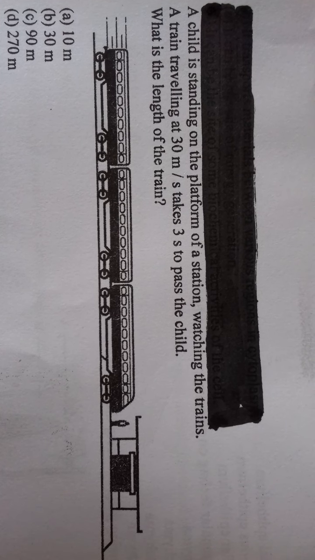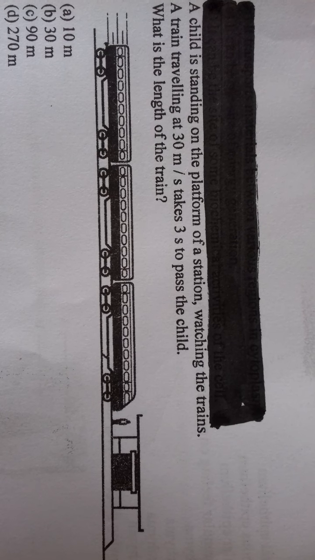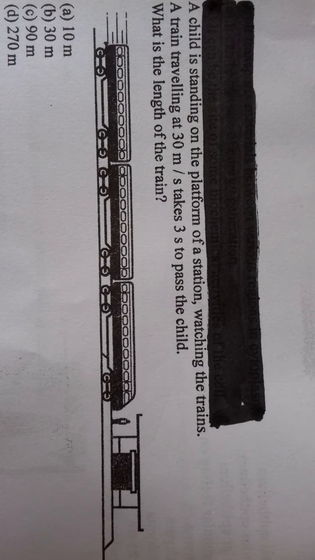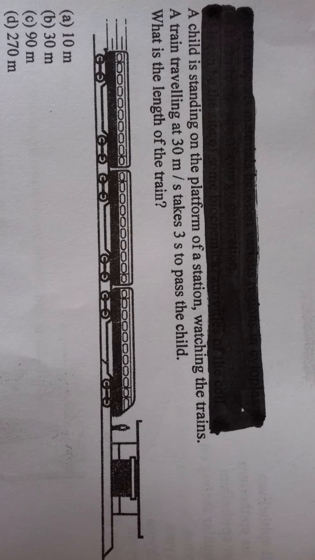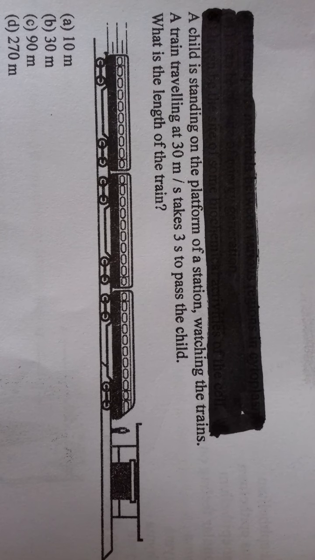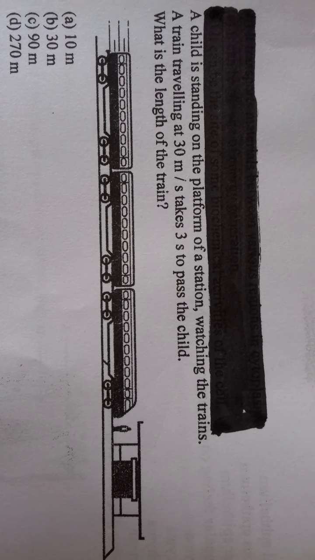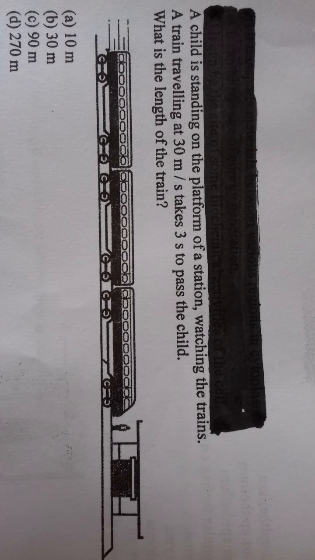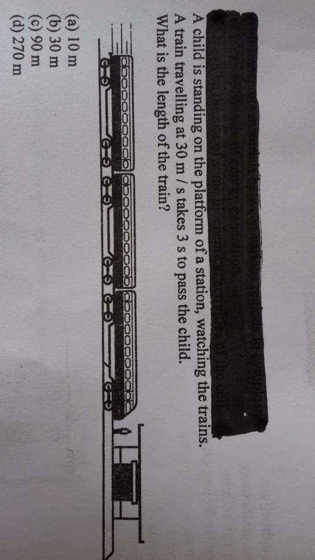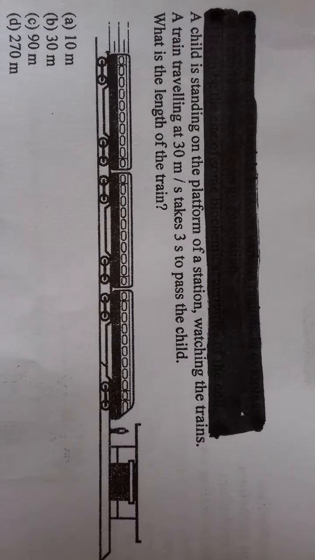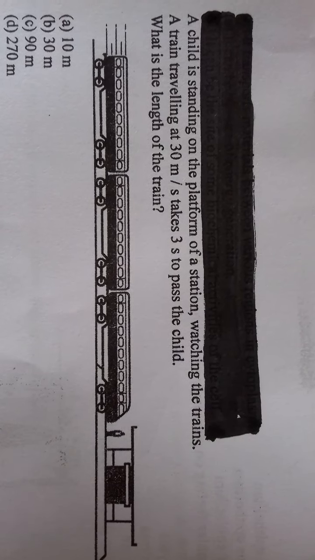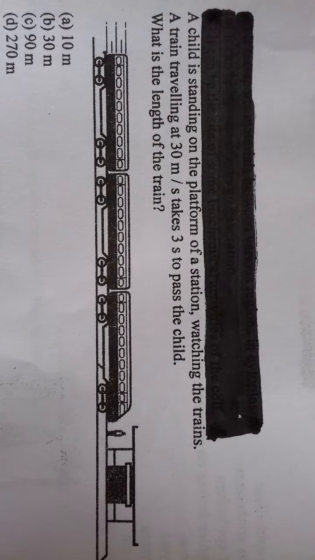See, in the figure they have shown a child is standing at the platform and a train is shown there. So just imagine when the train will pass the child, what will be the distance travelled by the train? That will be equal to length of the train. So speed of the train is given, 30 meters per second. Time taken to pass the child is 3 seconds, and the distance travelled by it while it passes the child is equal to length of the train.